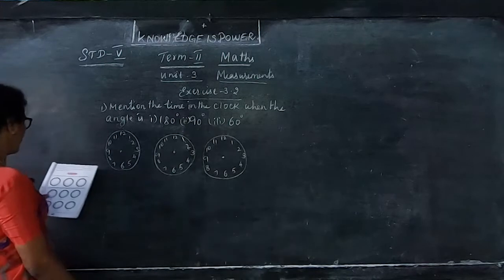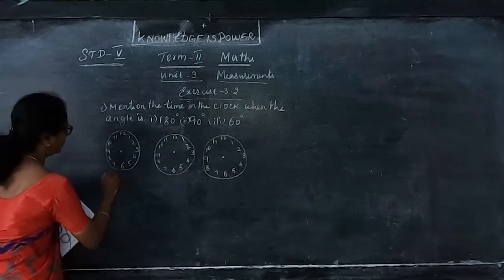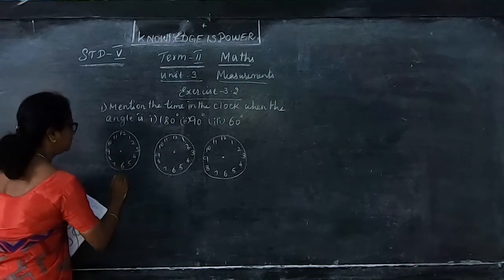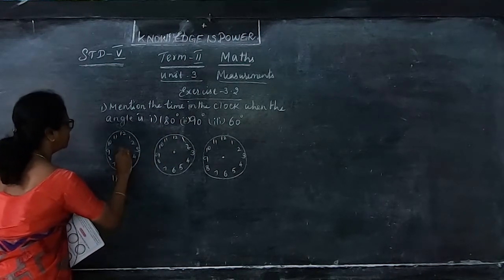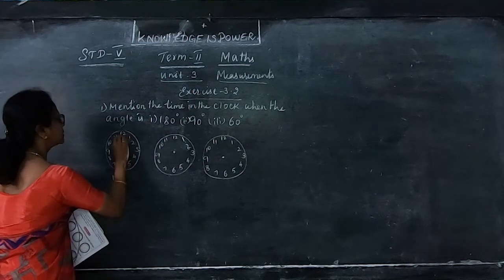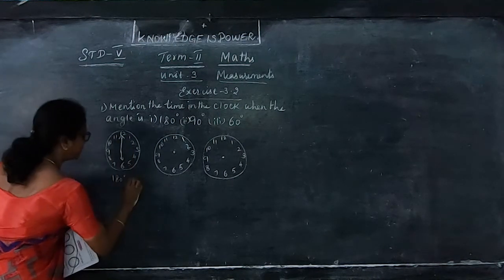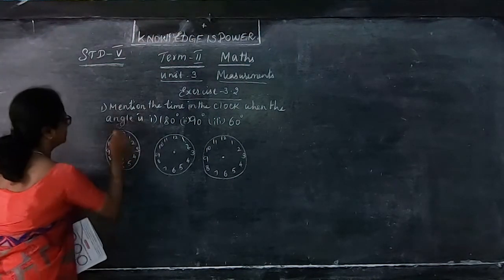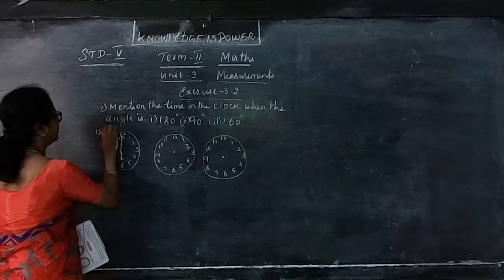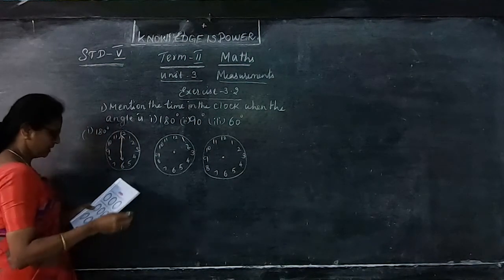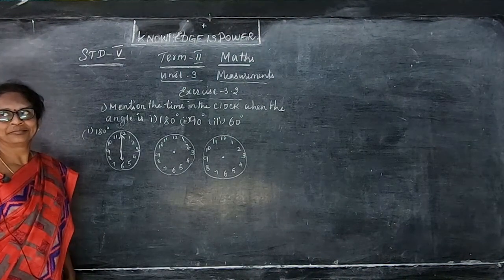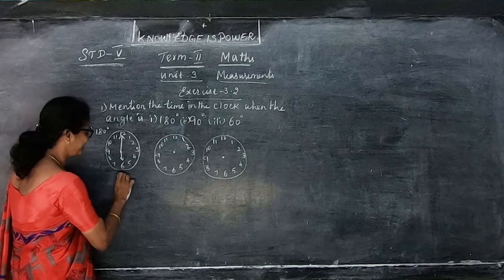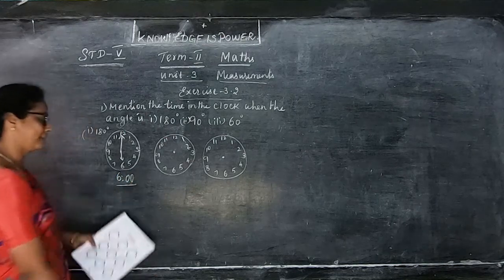Okay, now 180 degree. If we want to draw 180 degree, the first sum, we can draw the clock by 6 o'clock. So this is 180 degree. This is the first sum. The time is 6 o'clock.